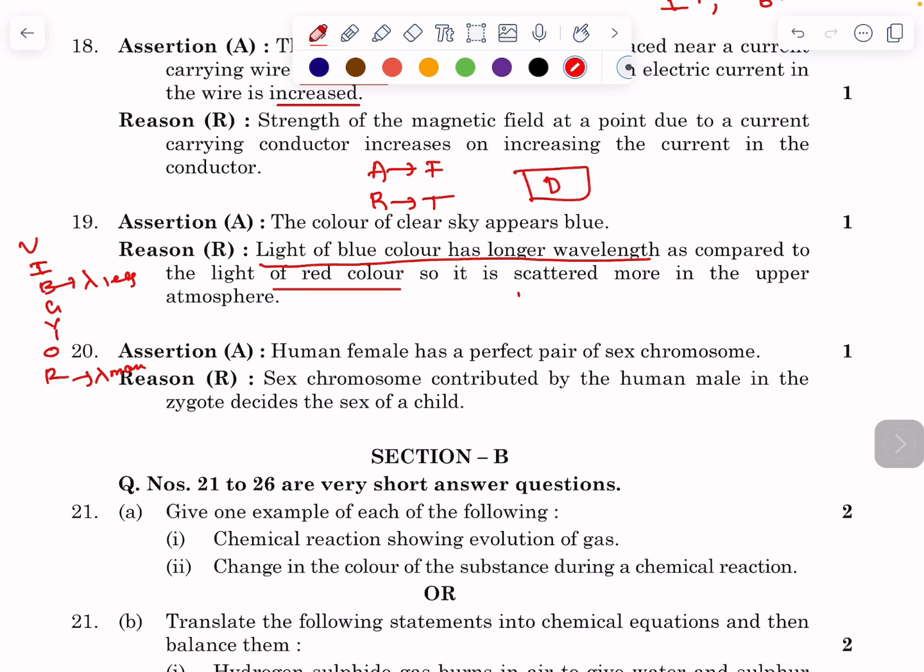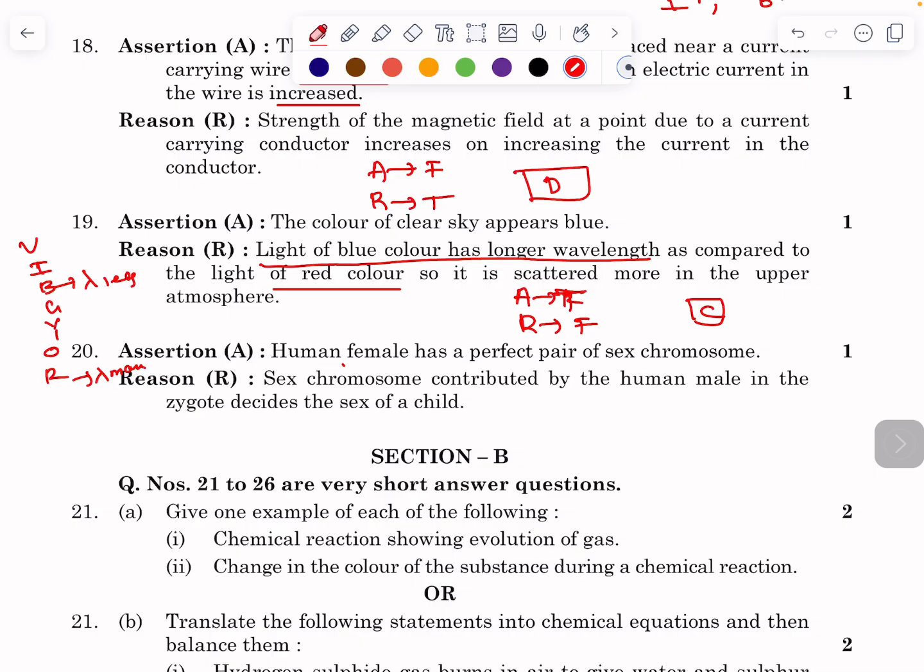The color of clear sky appears blue. Yes, and here assertion is true but reason is false. Assertion is true and reason is false. You select your option C here. Okay, so here assertion is true, reason is false. Yes.